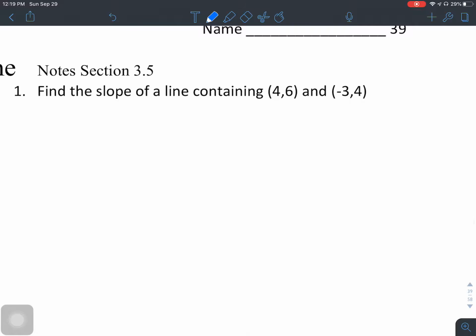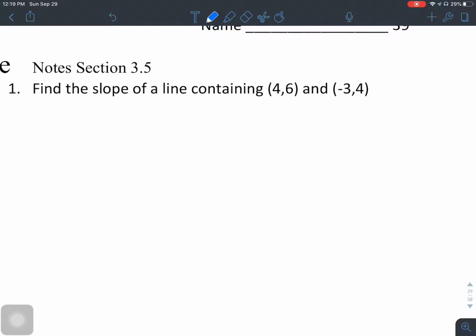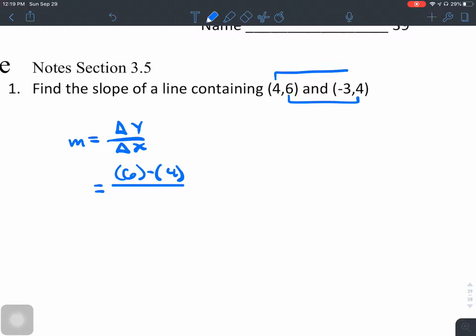Find the slope of a line containing these 2 points. Well, let's write down the slope formula. You must use this formula every time you do one of these problems, or you will not receive credit for it. Delta y means subtract your y values. I'm just going to go from left to right. So I'm going to take 6 minus 4 over subtract your x's, 4 minus a negative 3.